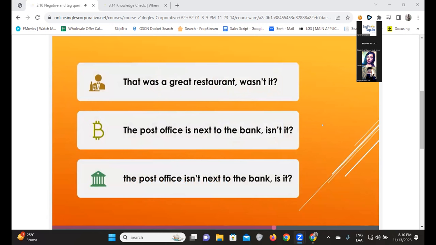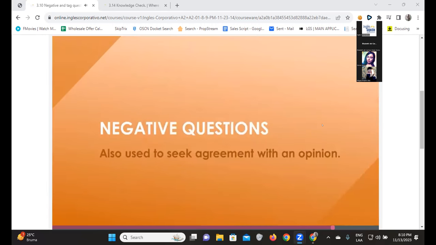The verb in the tough question is negative if the first verb in the sentence is affirmative, and affirmative if the first verb is negative. Tough questions have falling intonation when the speaker expects the listeners to agree. They have rising intonation when the speaker wants to express uncertainty. Negative questions are also used to seek agreement with an opinion.